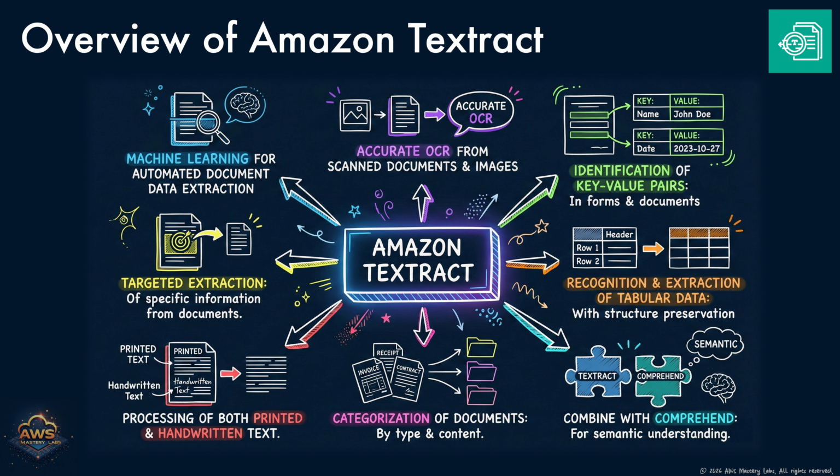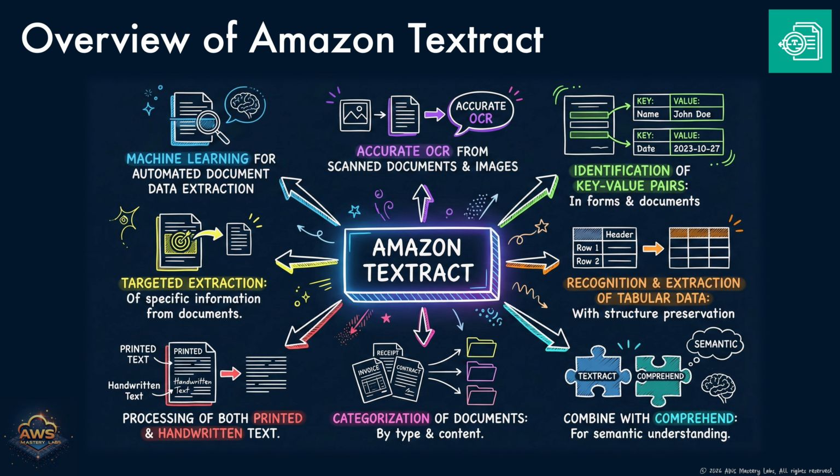Amazon Textract is a powerful document processing service that uses advanced machine learning to automatically extract text, forms, tables, and structured data from virtually any document, transforming paper-based processes into intelligent digital workflows. At its core, Textract performs highly accurate OCR, or optical character recognition, enabling the extraction of printed and scanned text from a wide range of document types, whether it's invoices, receipts, contracts, or scanned letters.